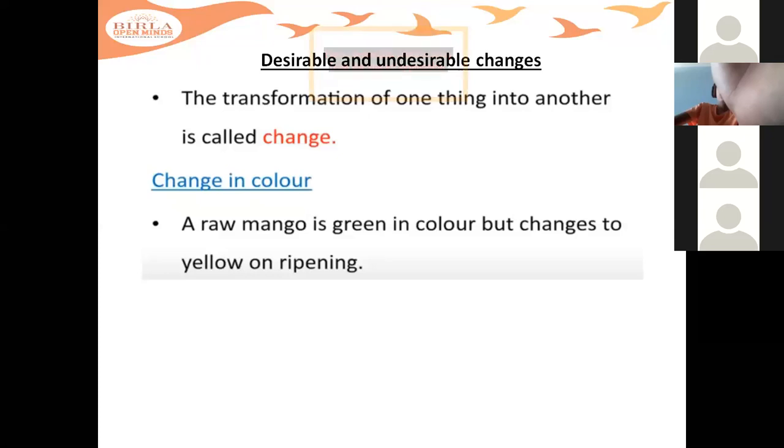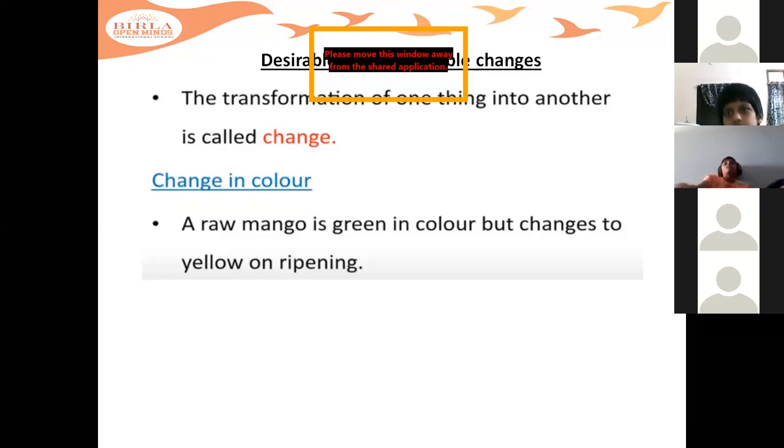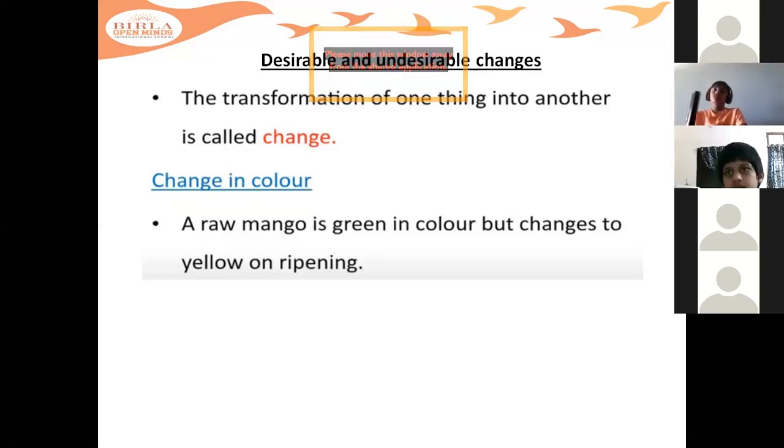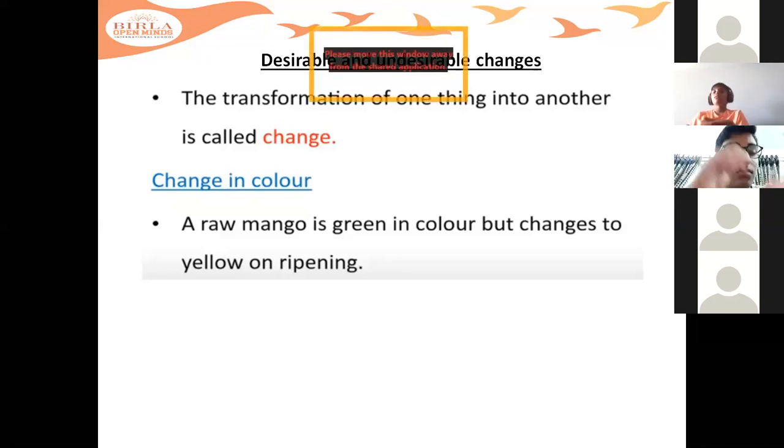So the vegetables are changing, being converted into delicious curry. This is a desirable change which you like. And a few more examples I have given you for desirable changes, like ripening of mango. You'll be waiting for the mango to ripen and become yellow so that you can eat it. Each and every child loves to eat that mango. So these are the desirable changes. The fruits are changing their color, their taste, their texture, everything. So these are the desirable changes which are happening.